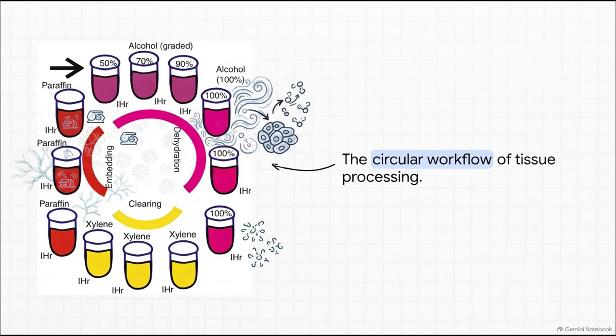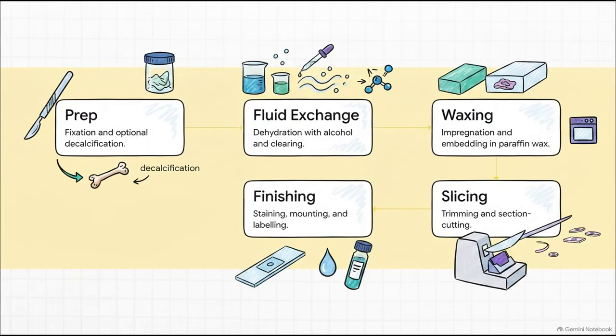those delicate cellular structures. Now, there are 11 distinct technical steps in total here: fixation, decalcification, dehydration, clearing, impregnation, embedding, trimming, section cutting, staining, mounting, and finally labeling. It's a lot, right? But to make it easier, we can basically group this entire factory line into 5 major phases, from prep and fluid exchange all the way to waxing, slicing, and finishing. This overarching process is what transforms that raw biopsy into a preserved, readable slide.